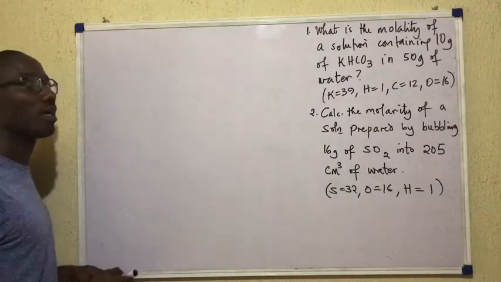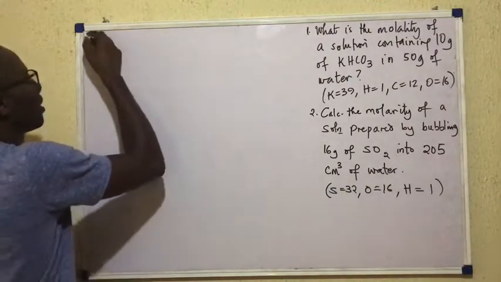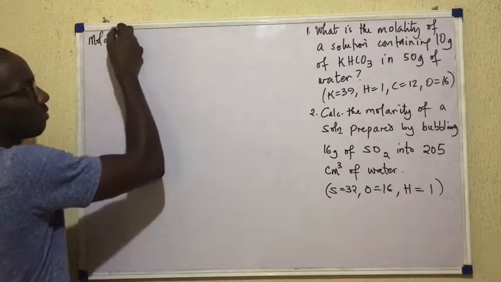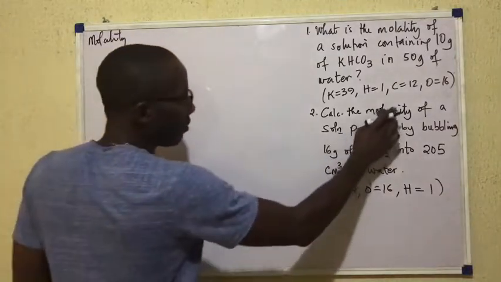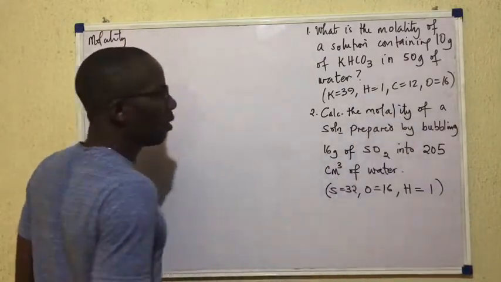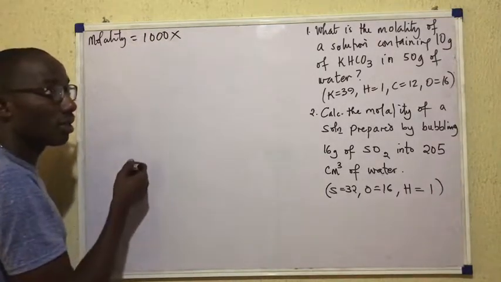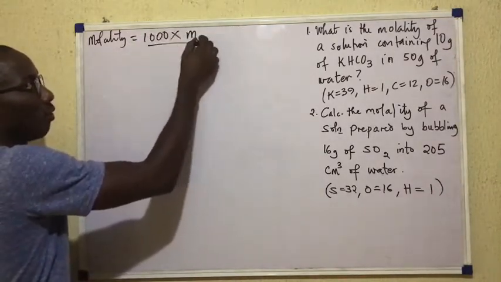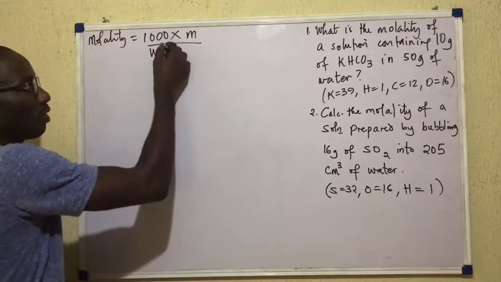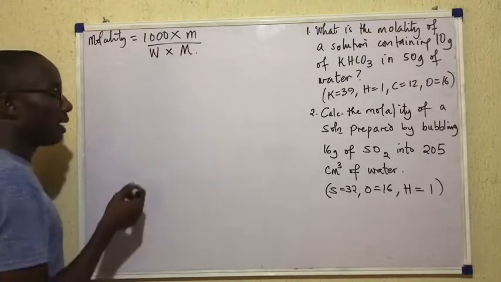If we were to solve that question very quickly, we say molality, please, this is molality as well. Molality equals 1000 times, we said mass, over weight of solvent times molar mass of solute.